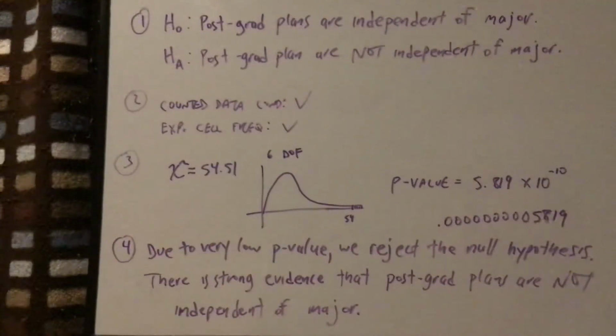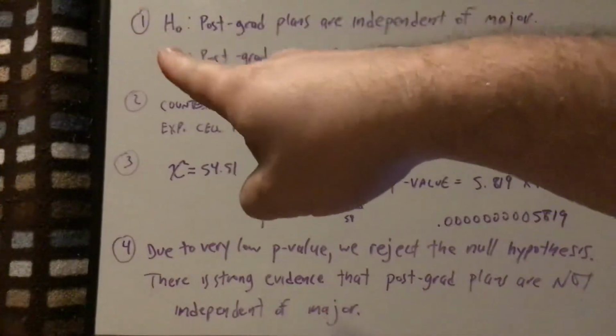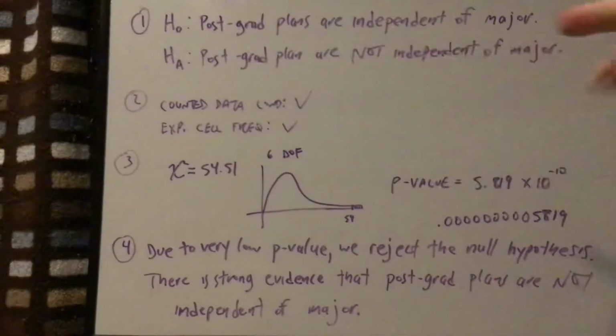All right, so remember, we're doing a hypothesis test, so we have our four parts that we need to do. The first part is to come up with the hypotheses. The good thing about chi-square tests is you can just write them out in words. So our null, for a chi-square test of independence, we're just going to assume independence. That's the quote-unquote assumed state of affairs. So our null hypothesis is that post-grad plans are independent of majors. So basically, majors not really having any effect on the post-grad plans.